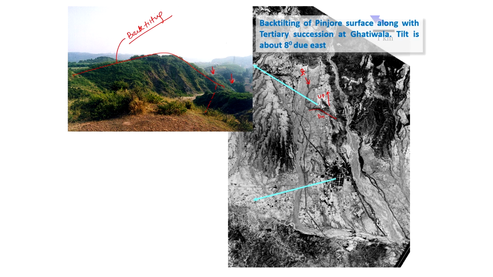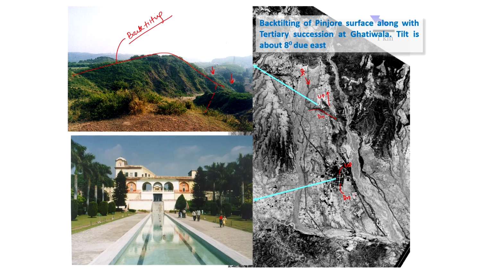Then if you see this one, again, as I told, this is up and this side is down. So this photograph has been taken from this side, viewing the uplifted part or the upper part. So this is the up portion and this is the down portion. And this is inside the garden. So the fault runs over here.